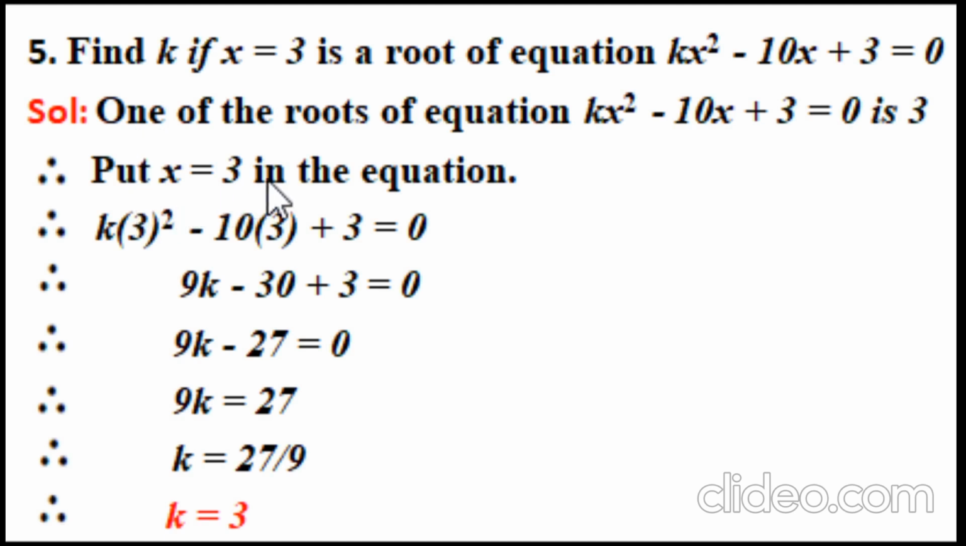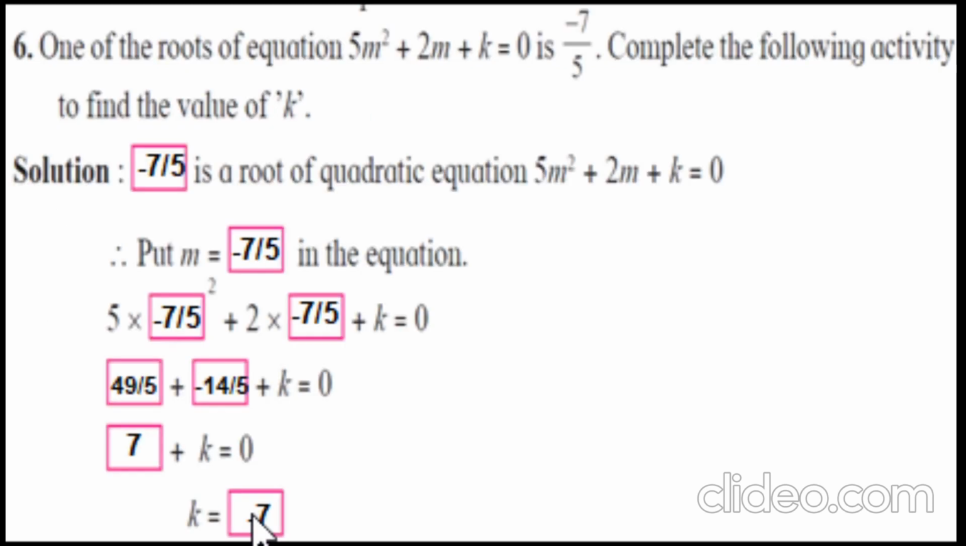Now put x is equal to 3 in the equation. Therefore we get k into square of 3 minus 10 into 3 plus 3 is equal to 0. Square of 3 is 9, so 9k minus 10 times 3 is 30, minus 30 plus 3 is minus 27. Then 9k is equal to 27, k is equal to 27 divided by 9, we get k is equal to 3.